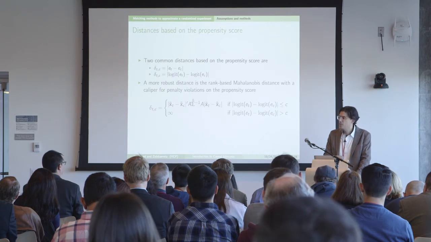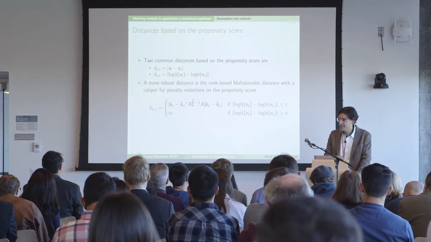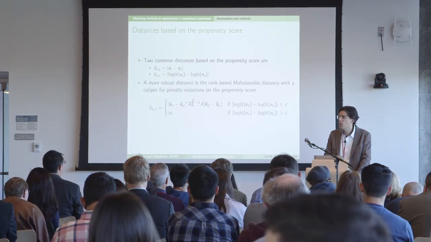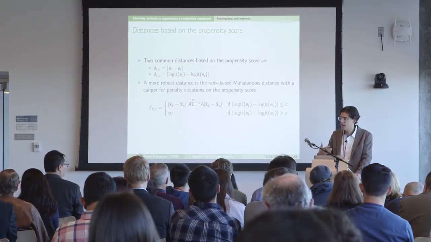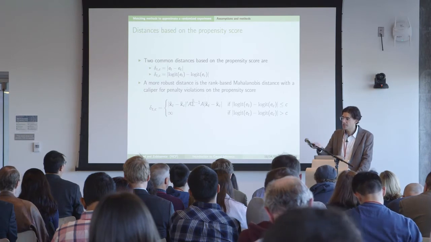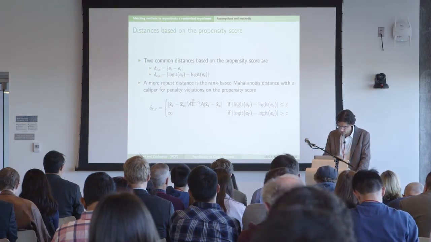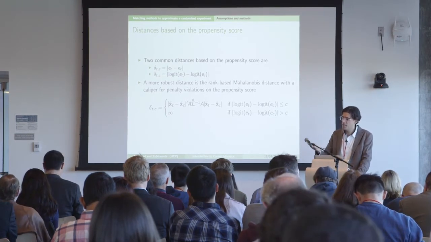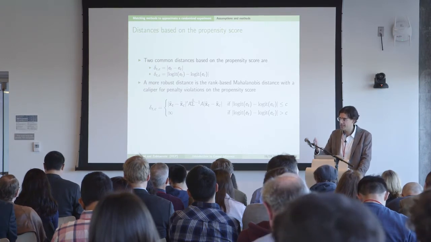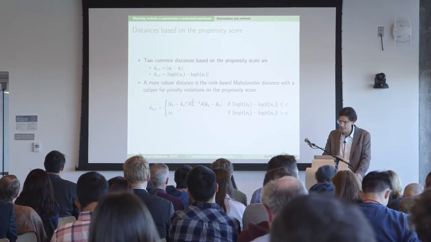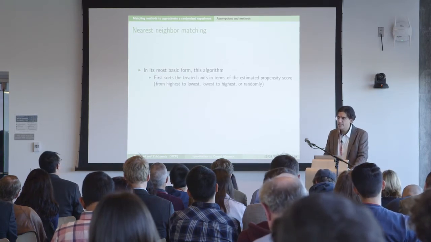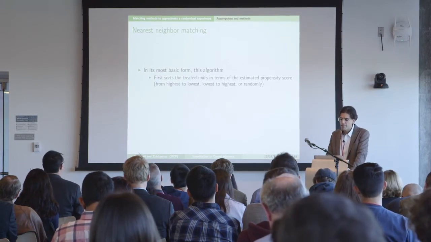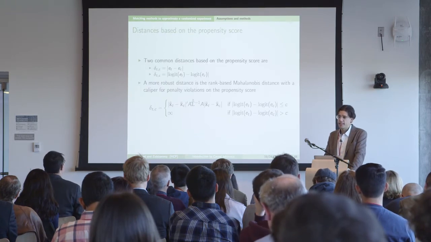But this distance doesn't work that great, as I will discuss later, because at the end of the day, we want to balance covariates. The propensity score and the Mahalanobis distance are an instrument to achieve balance. So if it's balance what we care about, why not target it directly? That is the logic of the methods we're going to discuss. Based on the propensity score, we can define these distances that I said here.